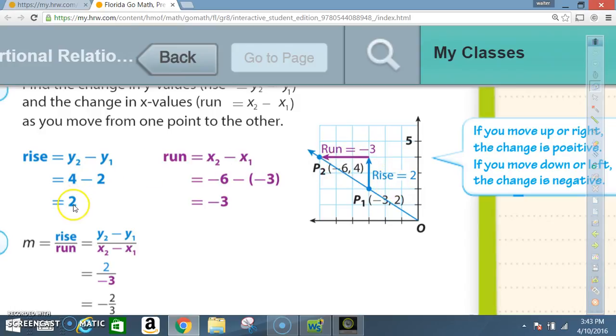Same thing we got right there. And my run is a -3. Same thing we got right there. So my slope then is 2 over 3.